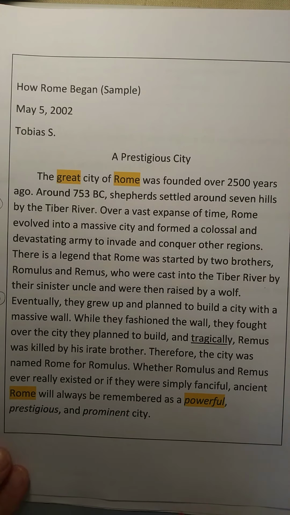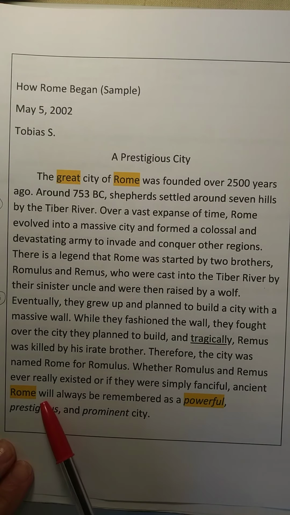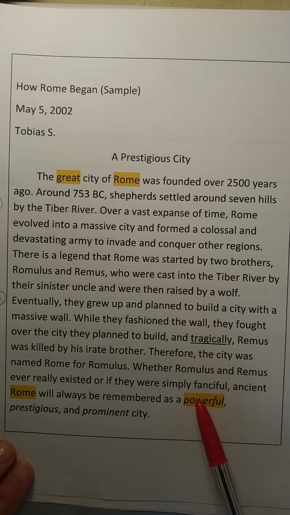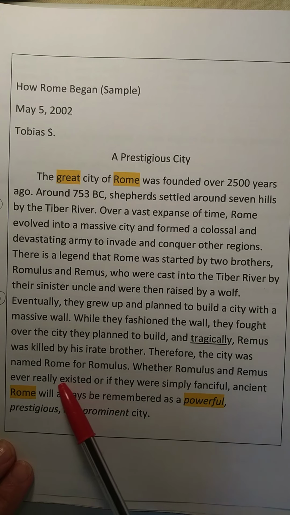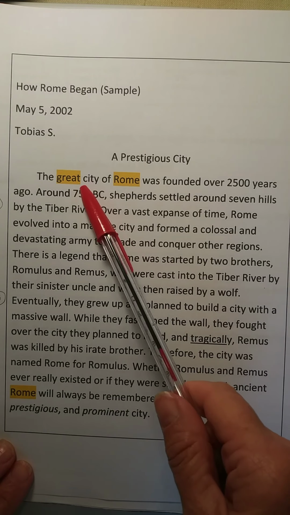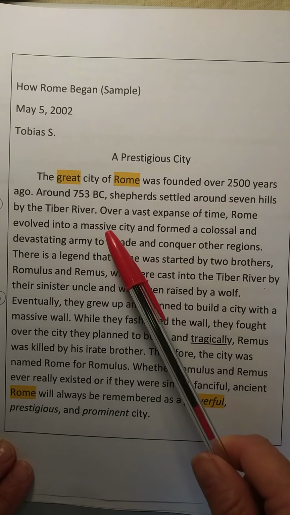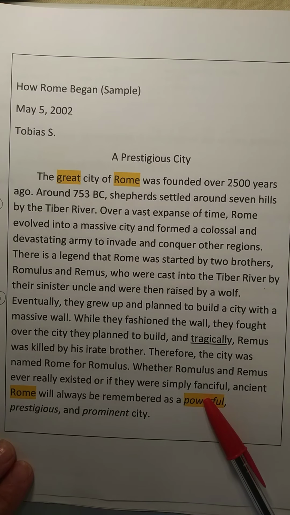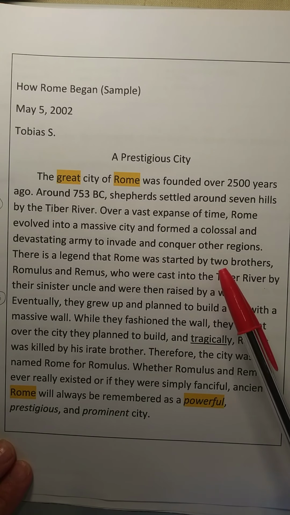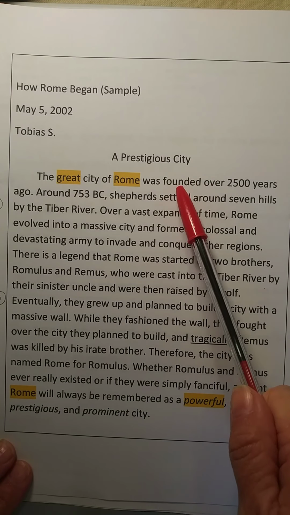Okay, so some of the things you may have noticed right off are these highlighted words, great and Rome. Rome and powerful. These are highlighted because they show that the clincher is repeating and reflecting Rome, and powerful and great are very similar. Okay? So remember, you don't have to use the exact same words, but if you use something that means close to the same thing, that's fine. And also notice the title is a prestigious city, and here you have the word prestigious, and then you have the word city. Okay? So this clincher repeats and reflects from the topic sentence and also from the title.